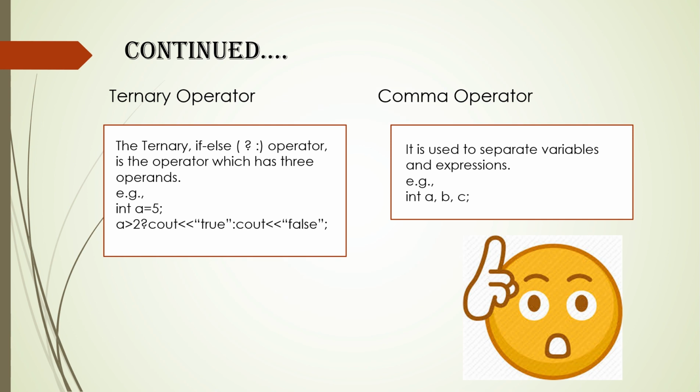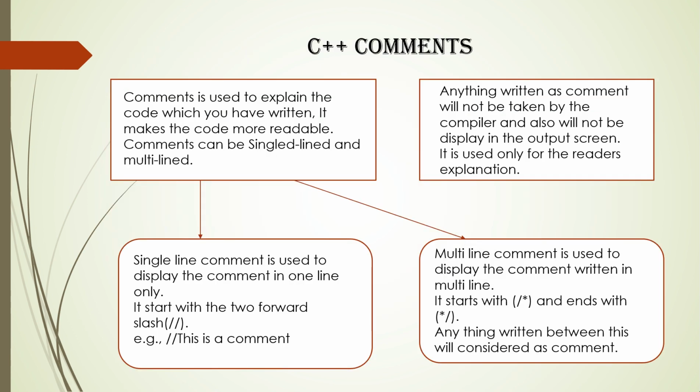Now the next topic is C++ comments. It is mainly used to provide some extra information about the code you have written. That is, it is used to explain the code to the reader. Anything written as comment will not be displayed in the output screen. There are two types of comment: single line and multi-line.